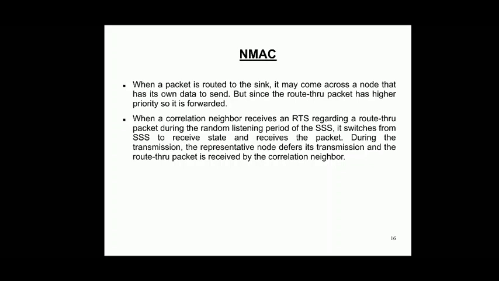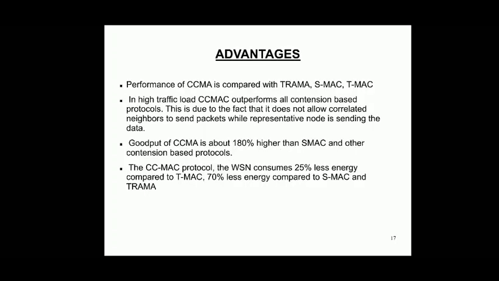NMAC: When a packet is routed to the sink, it may come across a node that has its own data to send, but since the route-through packet has high priority, it is forwarded. When a correlation neighbor receives an RTS regarding a route-through packet during the random listening period, it switches from the sleep state to the receive state and receives the packet. During the transmission, the representative node defers its transmission and the route-through packet is received by the correlation neighbor.